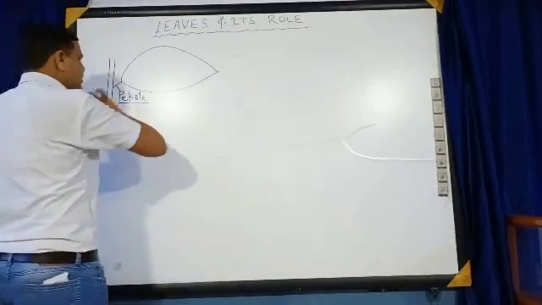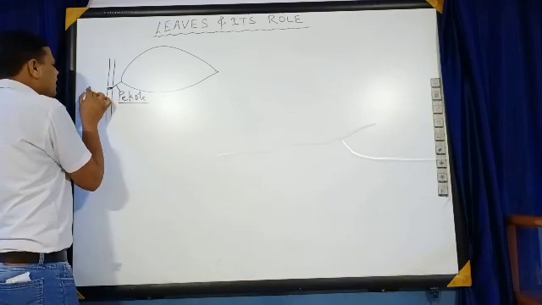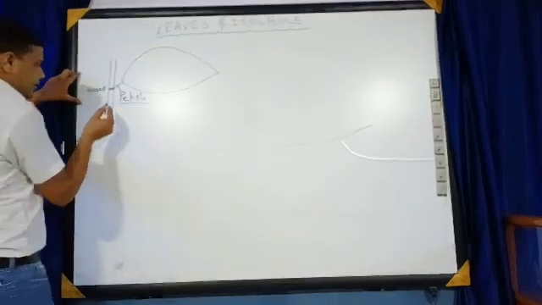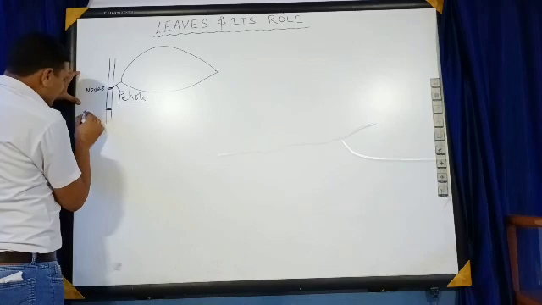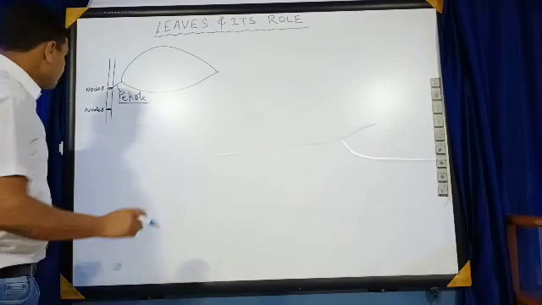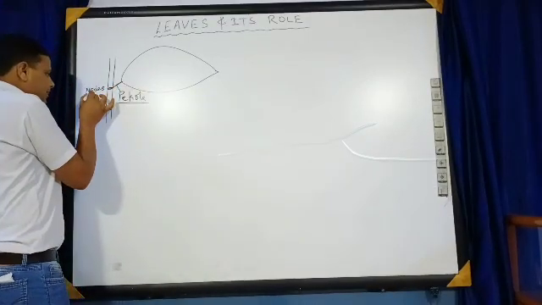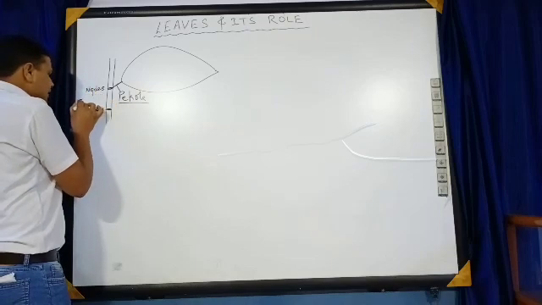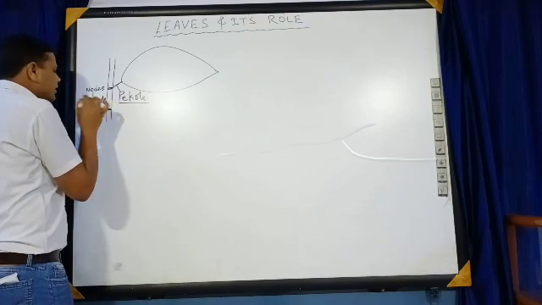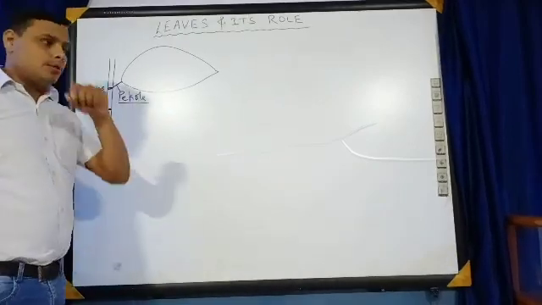These petioles we get at the nodes. And at every node, leaves come out. All the branches and leaves come out from the nodes. The part in between two nodes is known as the internode, and this is known as the petiole.